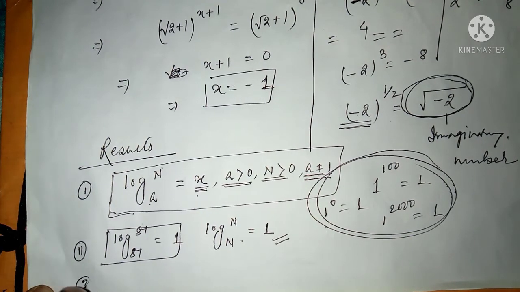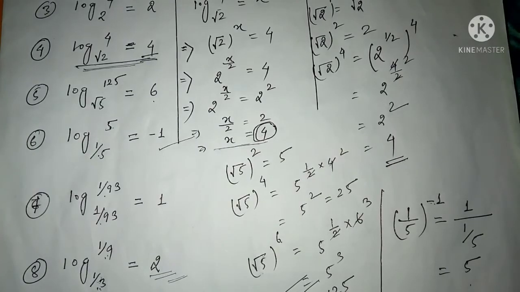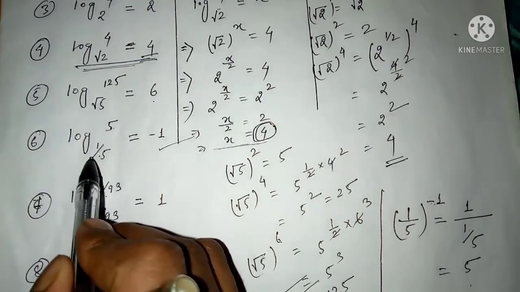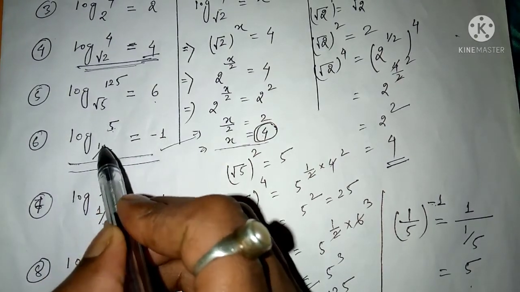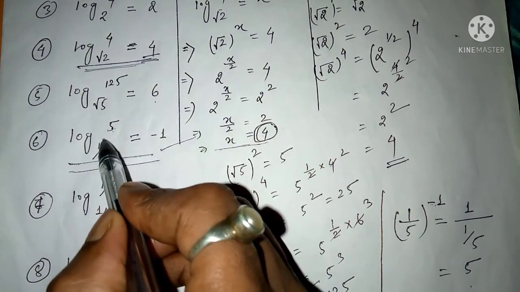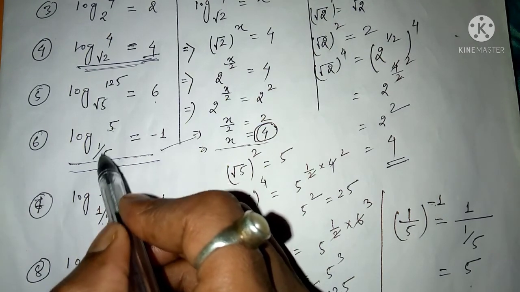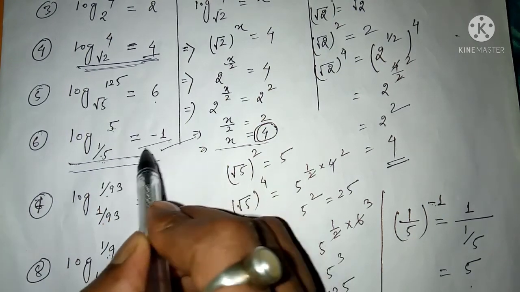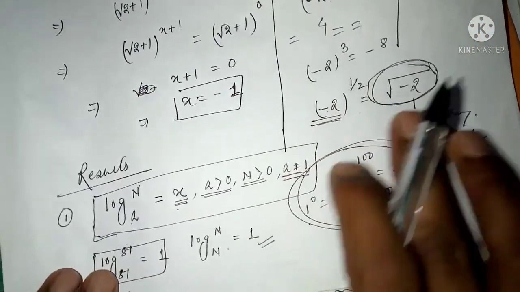Again, the third we got. Now you can see here the sixth example, 5 and 1 by 5. 5 and 1 by 5 are reciprocals of each other. So when the reciprocals are given in your log form, then our answer is how much? Minus 1. So from here also I can write another result here.